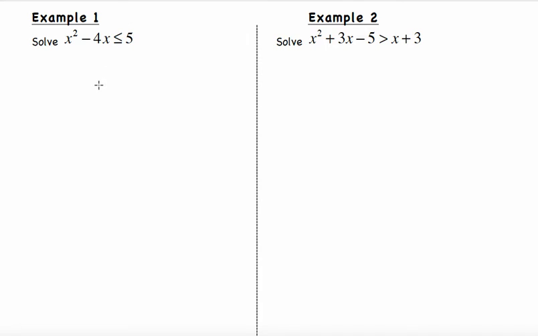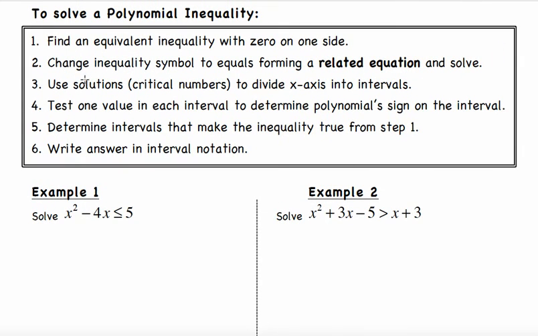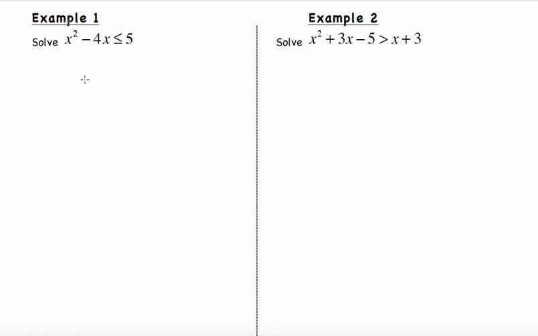We're going to be solving polynomial inequalities first, and we're just going to go through the steps above here. First thing we're going to do is move everything to one side of the inequality and set it to 0. So we have x squared minus 4x minus 5 is less than or equal to 0.